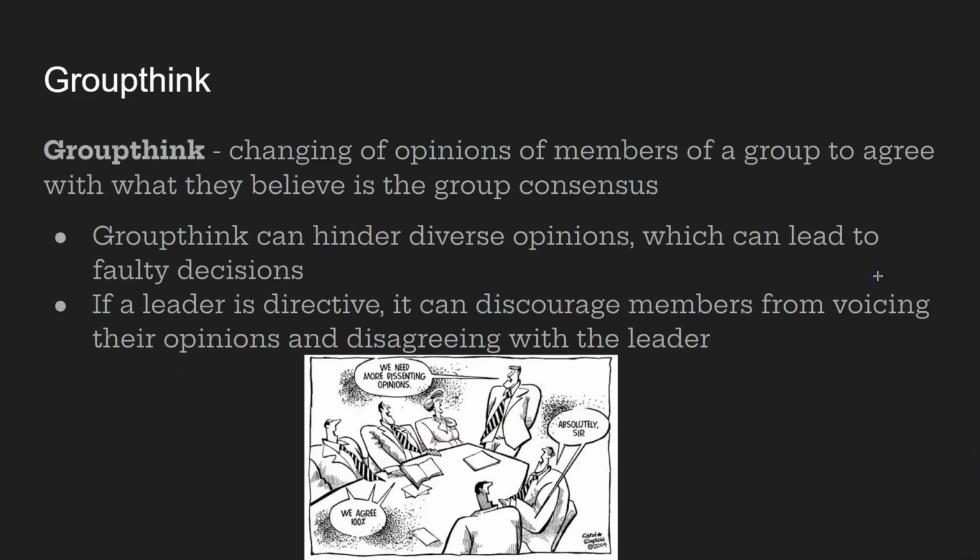Groupthink is the changing of opinions of members of a group to agree with what they believe is the group consensus. This can hinder diverse opinions, which can lead to faulty decisions. And also, if a leader is directive, it can discourage members from voicing their opinions and disagreeing with the leader. So this is an example.